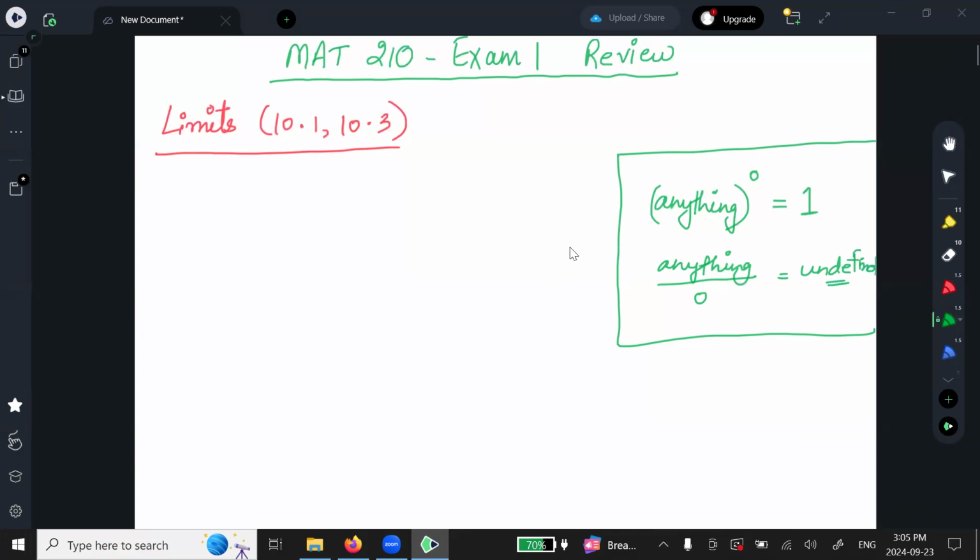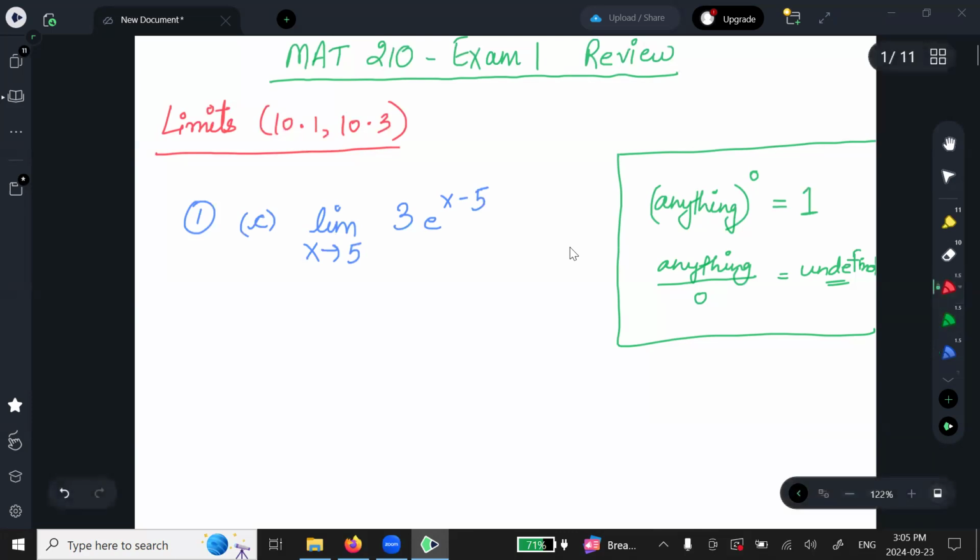Good. All right, so let's just calculate. This is question number 1, part C. No tough math is required here. You just have to plug in the point in the function and simplify. For example, part C is limit x approaching 5 of 3 times e to the power x minus 5. How do you calculate this? There is no fraction. This is how you think. You don't have to write this in the exam, but this is just your thought process.